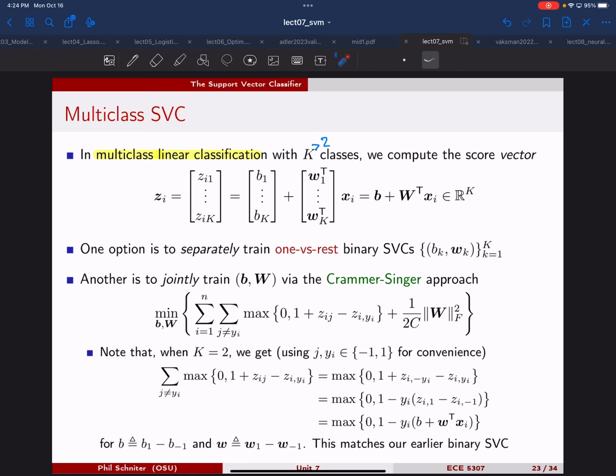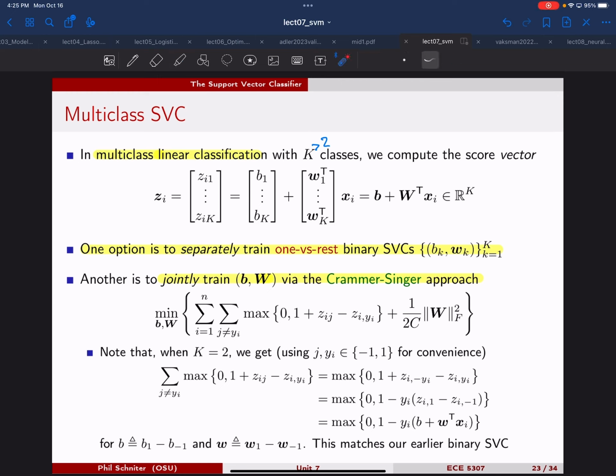Now you say, what's b2 and W2? You repartition your data into class 2 and all the others. You have another binary problem, and so on. So that's one option: separately train these one versus rest binary support vector classifiers. There's another option, which is to jointly train all the weights and biases using this Crammer-Singer approach. This is analogous to the multinomial logistic regression we learned about in the last unit, which was also a joint design, but this one takes the SVC type approach versus the logistic approach.